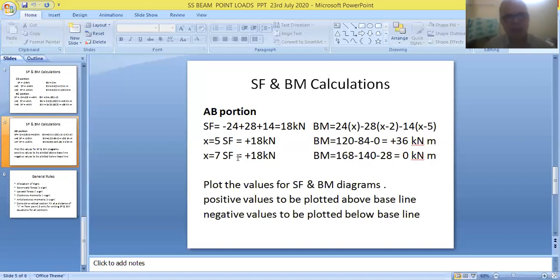So friends, as I've already told you, fixing limits is very, very essential for calculating the values. In the first case, it is fixed as 0 and 2 meters. In the second phase, it is fixed as 2 and 5 meters. In the last portion, the lower limit has to be fixed as 5 meters and the upper limit has to be fixed as 7 meters. So these are the limits, friends, as far as the AB portion is concerned.